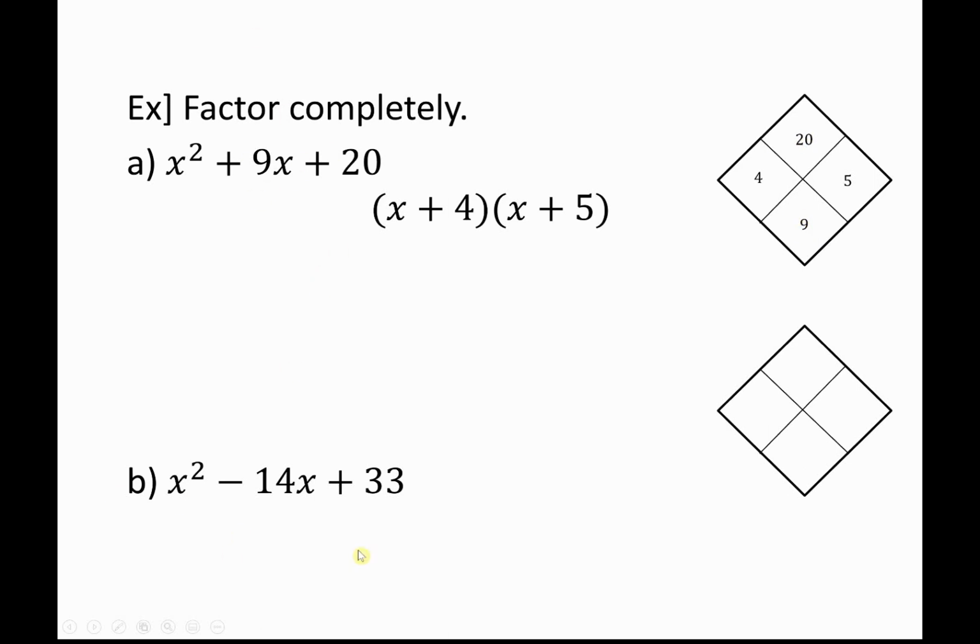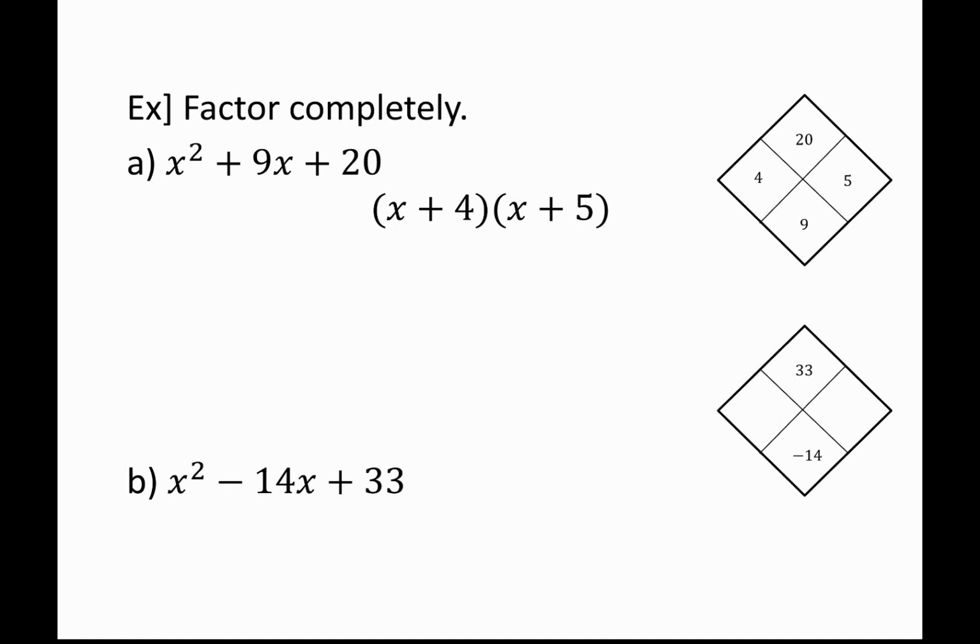But now, for example B, we're going to have a negative value in the mix. So let's see how that changes the conversation. So go ahead and initialize your diamond by putting the constant term of 33 up top, the negative 14, make sure the sign comes along for the ride, down below in the bottom diamond.